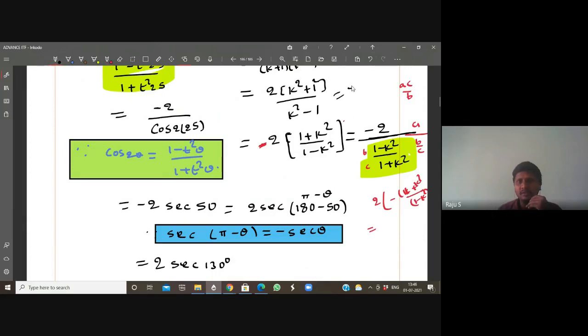From this equation, I will write one more step, you might understand. K square plus 1 by, when I take minus common, 1 minus k square we will get. This minus I have written here. Minus 2. That's all. Right. Let's go for the next one.